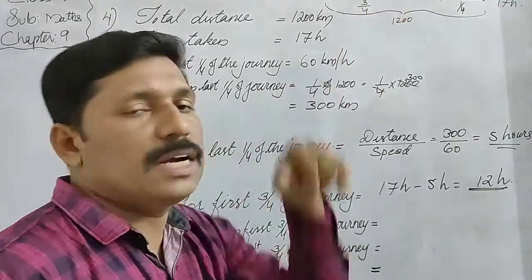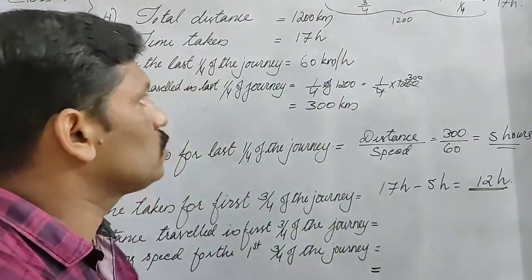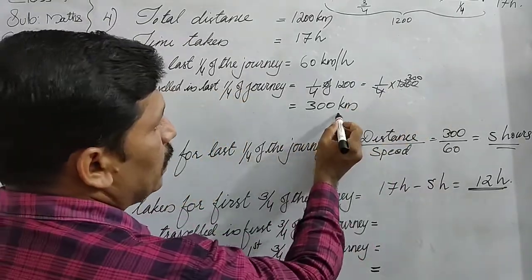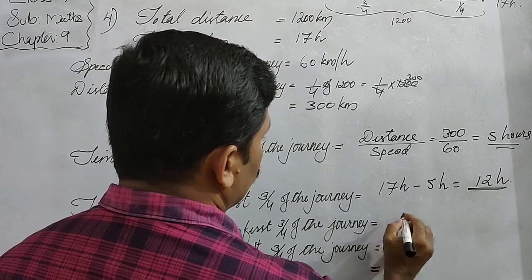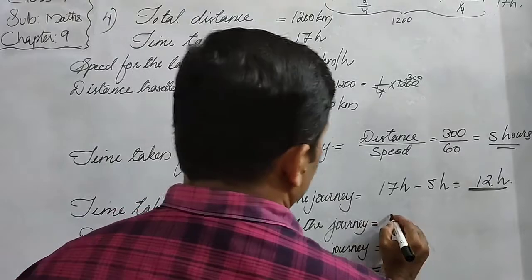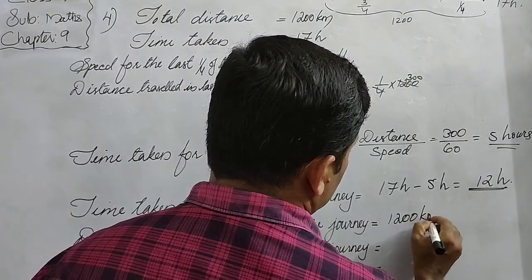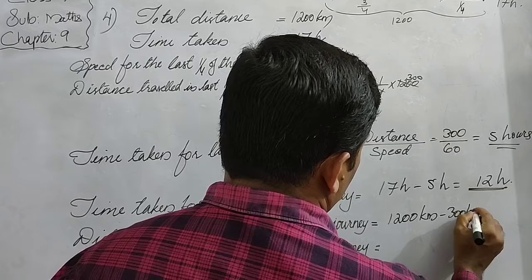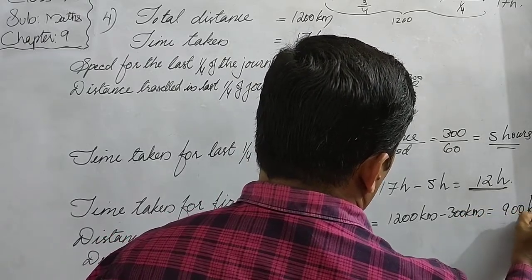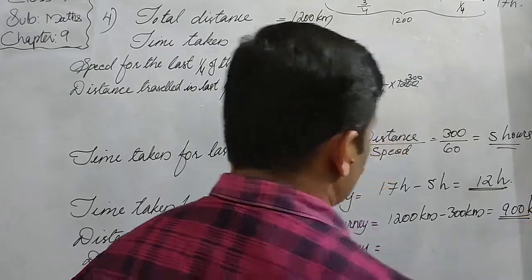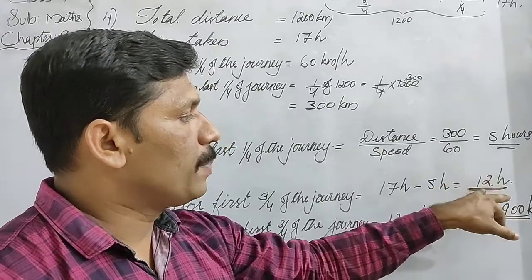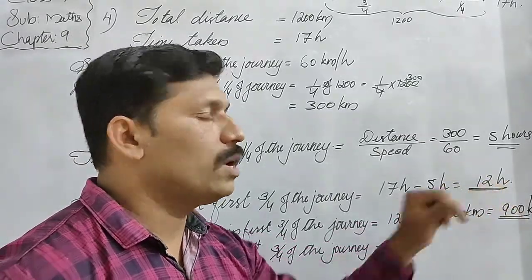Then that 3/4 of the journey means it is how many kilometers? What's the distance of that? Total distance is 1200, and here 1/4 of the journey that we have found out is 300 kilometers. So the distance traveled in the first 3/4 of the journey is 1200 kilometers minus 300 kilometers, that is equal to 900 kilometers. So first 3/4 of the journey means it is 900 kilometers, and that 900 kilometers he completed by taking 12 hours.